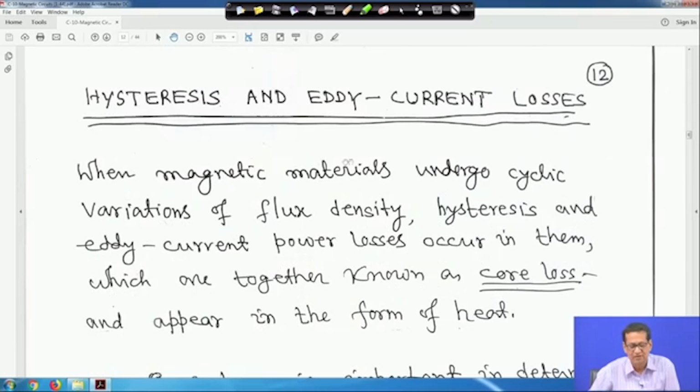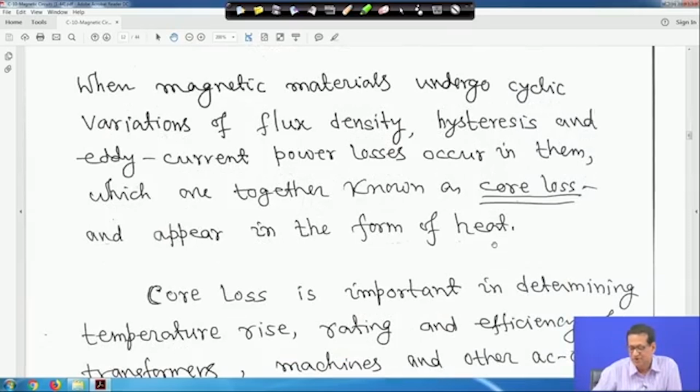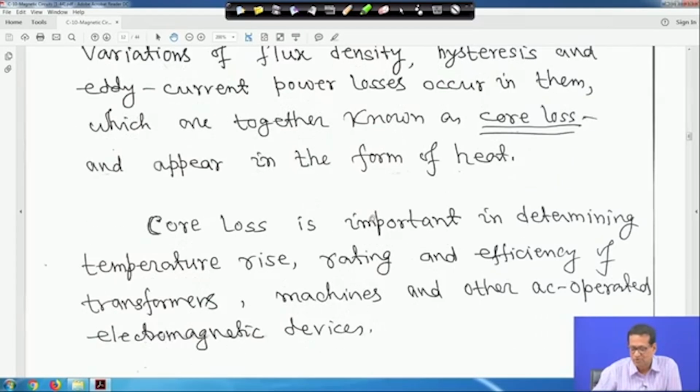Hysteresis and eddy current losses. When magnetic materials undergo cyclic variation of flux density, hysteresis and eddy current power losses occur in them, which are together known as core loss. Core loss means hysteresis loss plus eddy current loss, right. We will see later in the single phase transformer after this topic. They appear in the form of heat, so core loss is important in determining temperature rise, rating and efficiency of a transformer. We will see that.